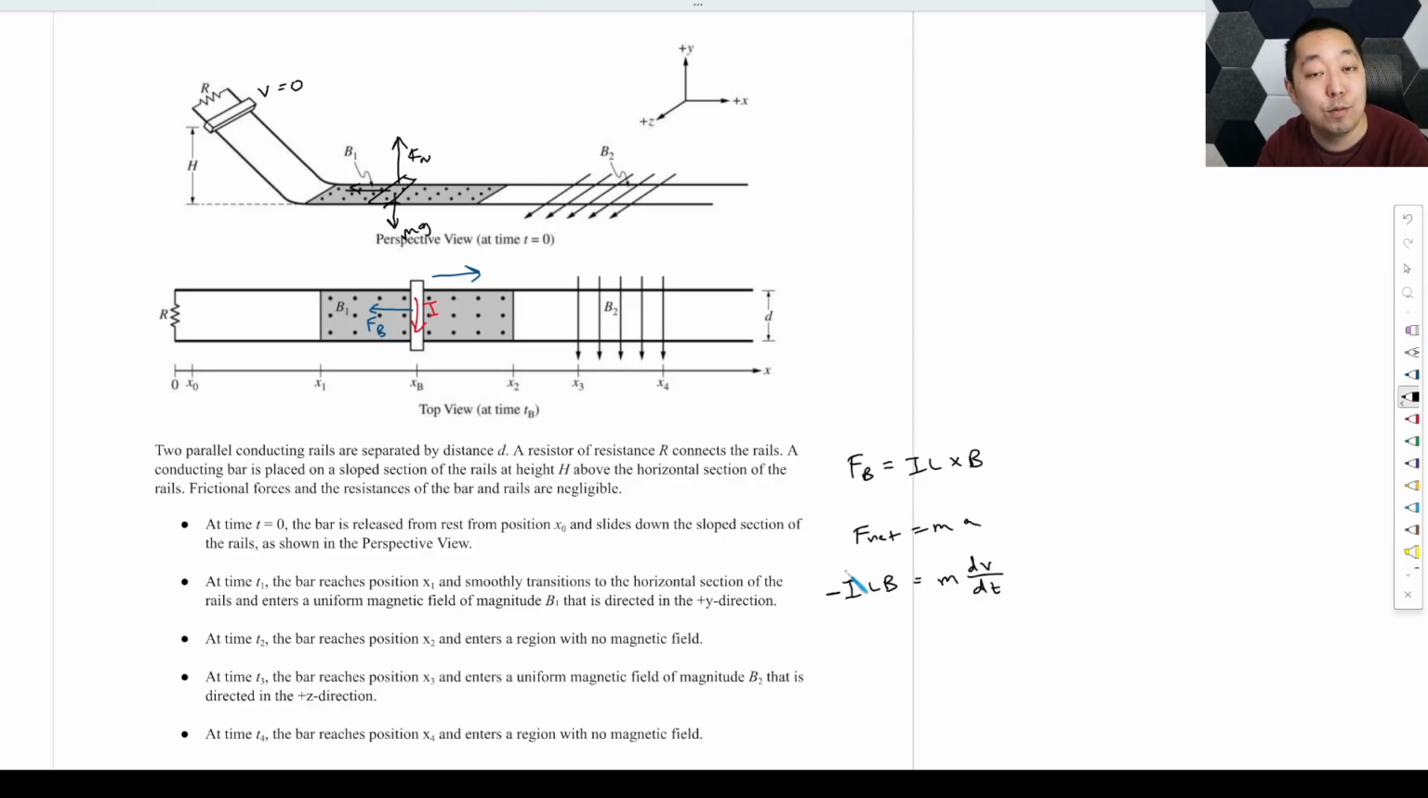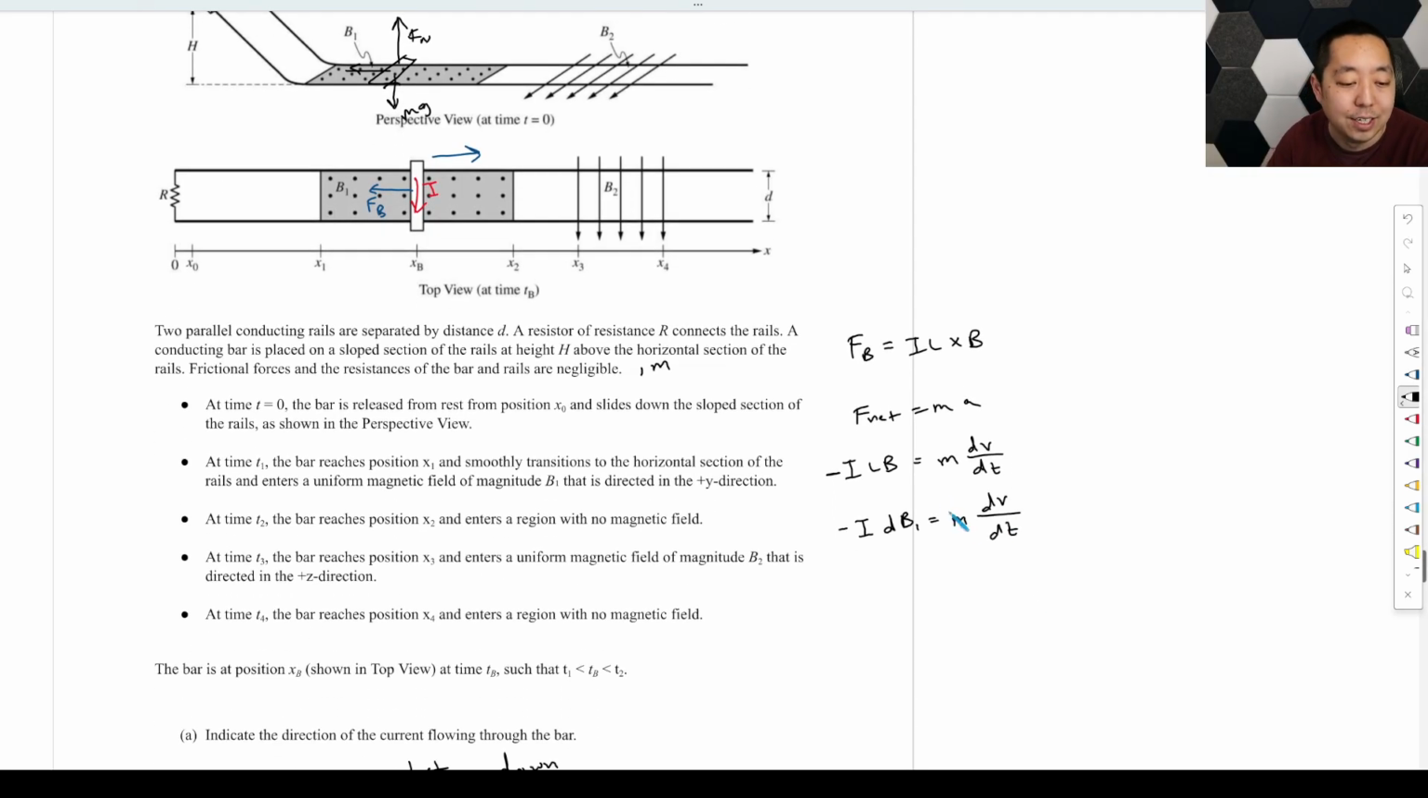The I has to come from the induced current. It's not any current that's running the loop, it's the induced current through the loop. The B is constant, so this is B1. L is the length of the wire in there, so that's going to be D. So we make it minus I D B1, equal to the mass of the bar. Oh, I think I didn't give you the mass of the bar. Okay, mass of the bar, we'll just say is M. You're probably going to need to know that. We'll see if we need it. Do the math.